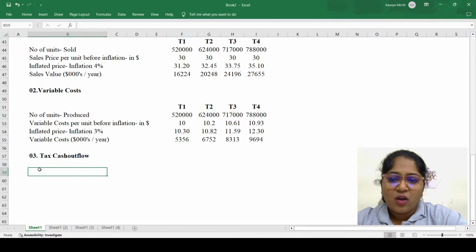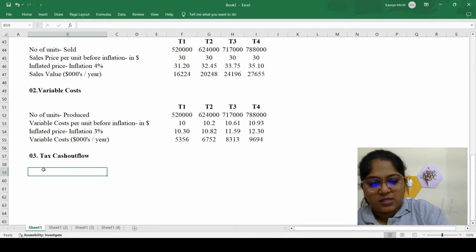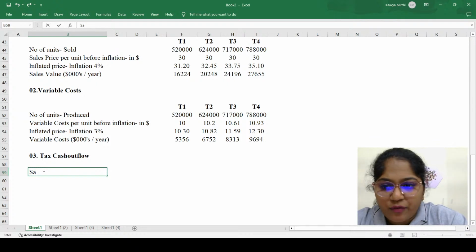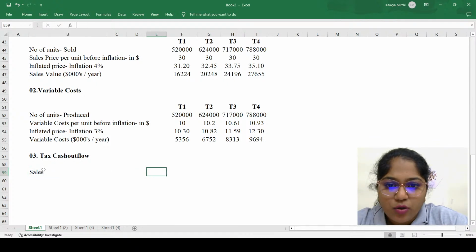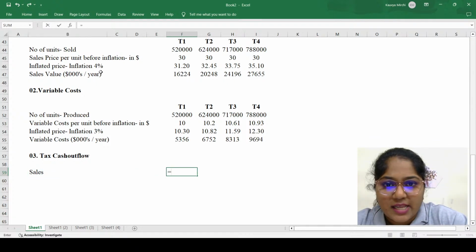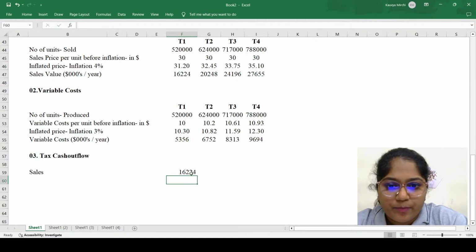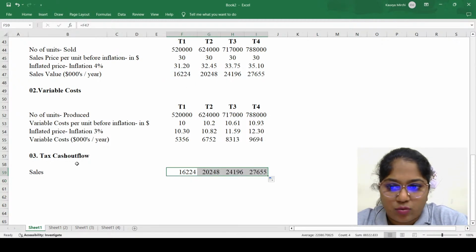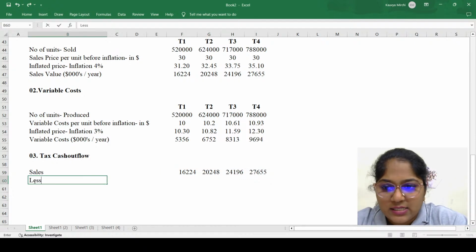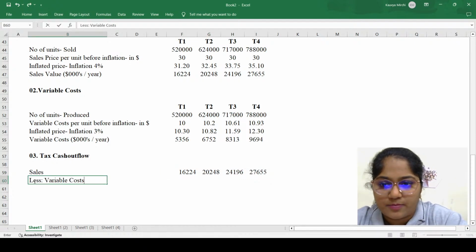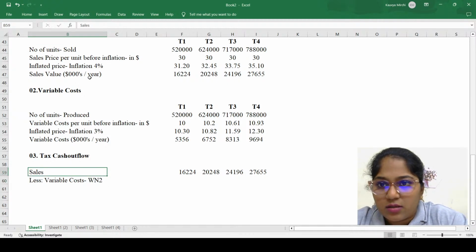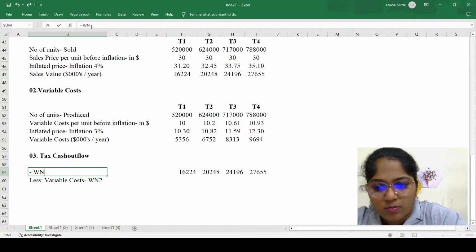Okay. How does the tax cash outflow work? For that you should know what your profit or your gross profit is. So you already know what your sales is. This is your sales. So just go ahead and write all of this, your sales cash flow. Then less what? Less variable cost. You will be having variable cost coming from working note number 1, please give a reference.